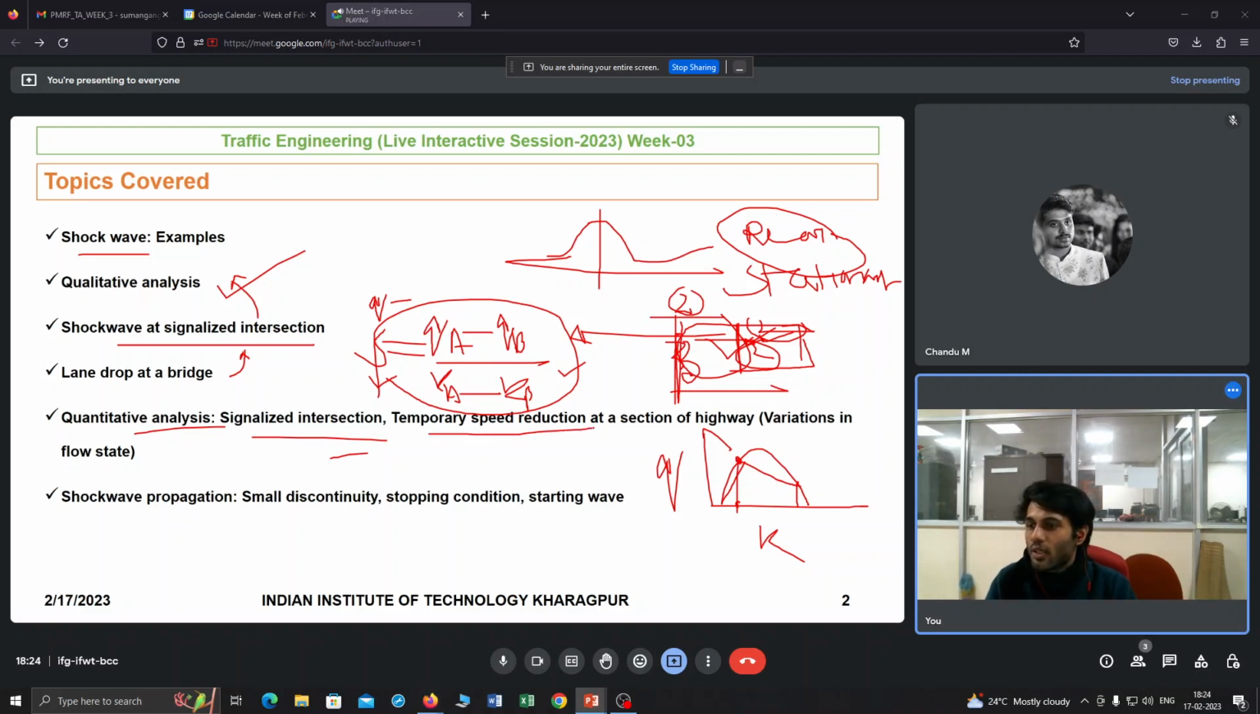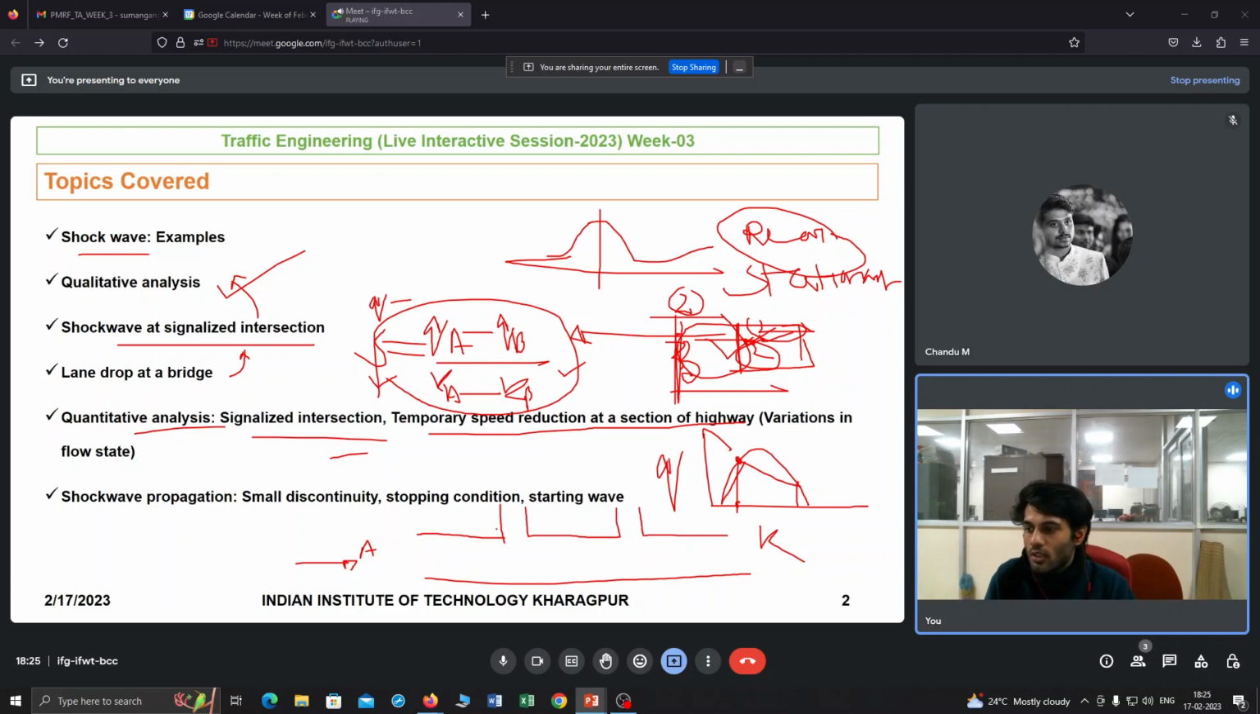Now, temporary speed reduction at a section of highway. We did not discuss this when we were discussing the qualitative analysis. For this case, suppose this is the highway stretch. Now suppose vehicles are traveling at a flow state A. Flow state A means at a certain Q, at a certain K, or at a certain V, which means at a certain flow, certain density, as well as a certain speed it is traveling.